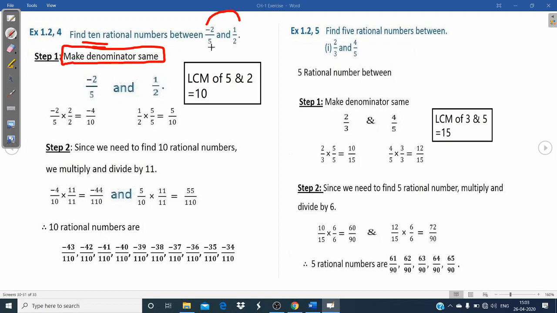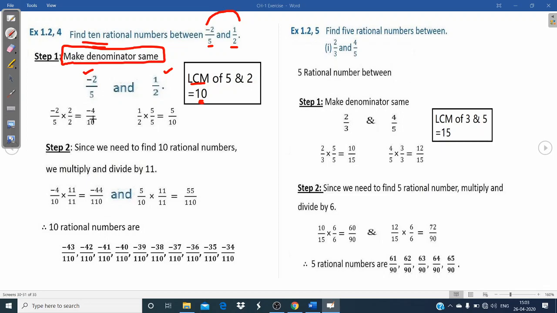Here we can see the denominators are 5 and 2. In order to make the denominators the same, you have to take the LCM. The LCM of 5 and 2 is 10. Like you have seen while adding and subtracting fractions, until the denominators are the same, you cannot add them. Similarly here, the first step is to make the denominators the same by taking the LCM. So your first number is -2/5 and the next number is 1/2.